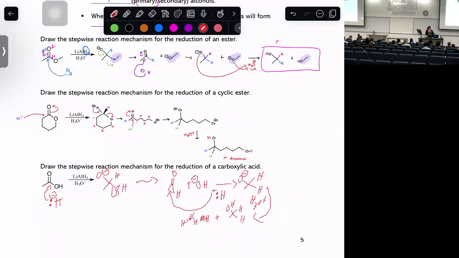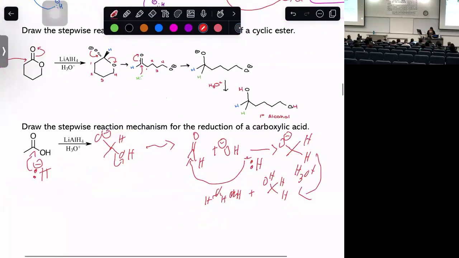Now, it was the same exact mechanism. The only thing that we changed was the leaving group. That's it. But again, same process: nucleophilic attack, reform your double bond. Again, another nucleophilic attack, and we end up with acid-base reactions. That's it. Now everyone's happy, everyone's neutral. We don't have any more double bonds, so we're happier.